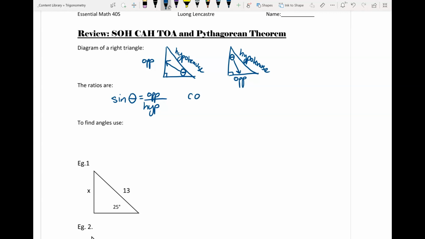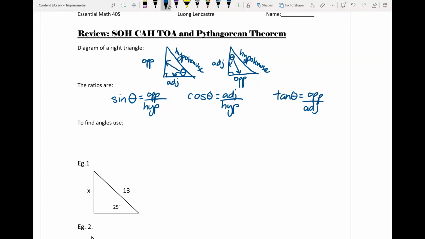The other ratio is cosine theta, which is adjacent over hypotenuse. So your adjacent side is the side that's right next to the angle. So that's where it would occur on the first diagram. On the second diagram, it would be this one here, the adjacent side. Then lastly, we have tan theta, tangent theta, which is opposite over adjacent, which means that we're going to use our opposite and adjacent, and we don't care about the hypotenuse at all. So those are three ratios.